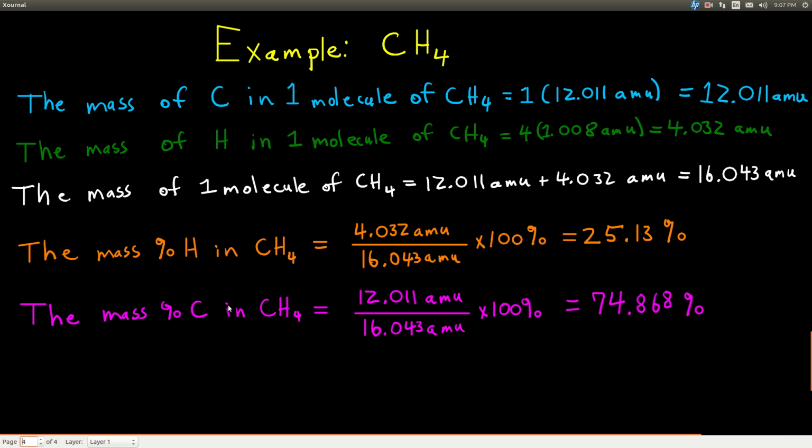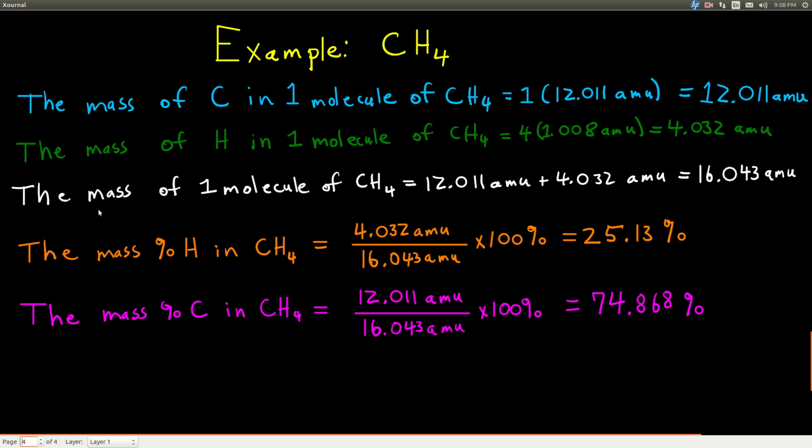So let's calculate the mass percent of hydrogen and carbon in methane. So mass of carbon in 1 molecule of methane is, there's 1 carbon, we know from the formula, times the average atomic mass of carbon from the periodic table, 12.011 AMUs, and that's equal to 12.011 AMUs. The mass of hydrogen in 1 molecule of methane will be 4, because there's 4 hydrogens, times the average atomic mass of hydrogen, which is 1.008 AMUs. Multiply that out and you get 4.032 AMUs for the total mass of hydrogen in methane, CH4.